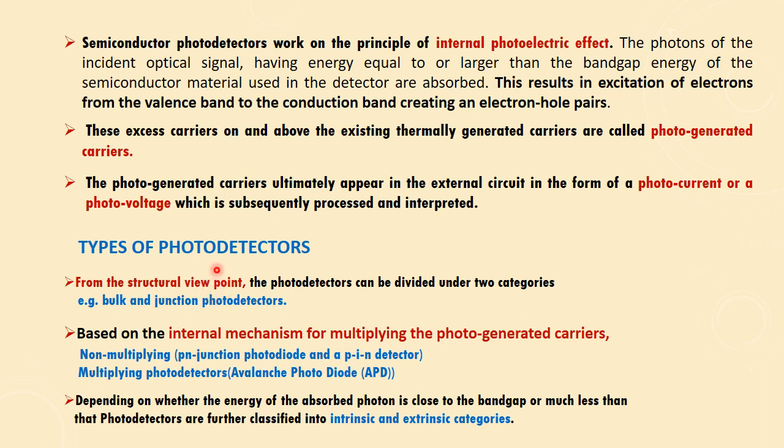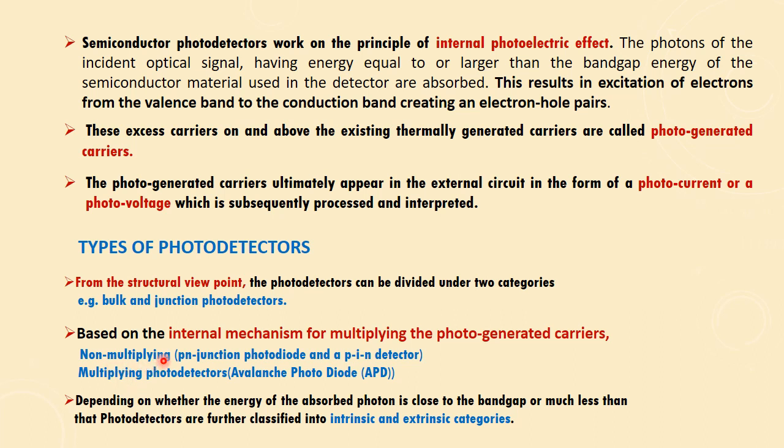So basically, based upon the structure, we can classify photodetectors into two categories: one is bulk, the other one is junction photodetectors. And then, based upon the internal mechanism for multiplying the photo-generated carriers within the highly doped region, we can classify them into two types: one is non-multiplying type, the other one is multiplying type.